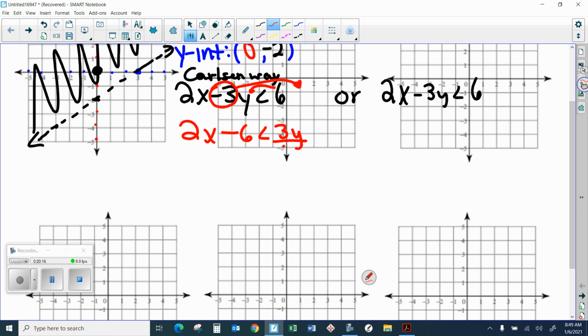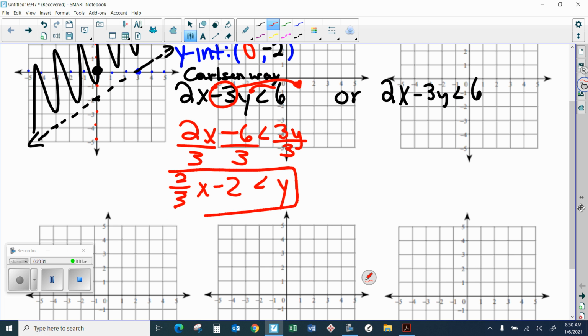Divide each term by 3. Remember, a term is separated by plus or minus signs. So we have 3 terms here. And then simplify that. Y is greater than 2/3 x minus 2. Okay, there's my answer for my slope-intercept form.